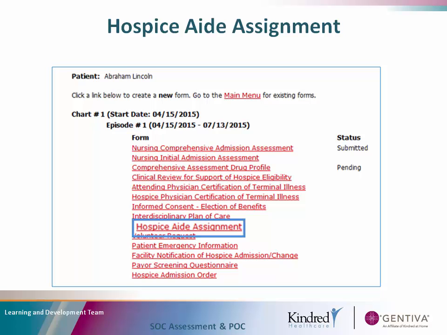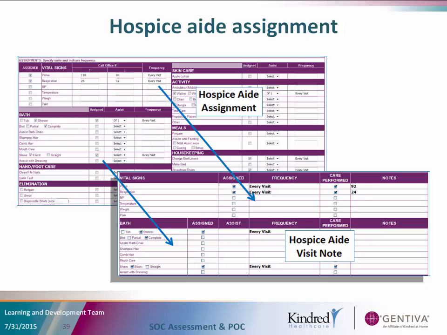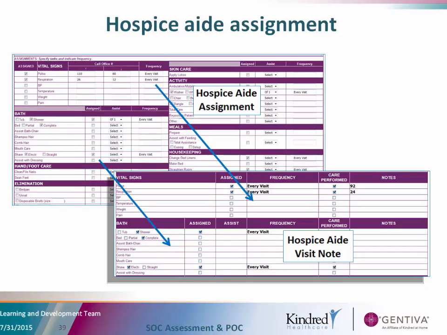Now let's look at the hospice aid form. The hospice aid assignment and hospice aid visit note are formatted so that we could maximize system functionality. Enter as appropriate the vital signs. If you do not want the hospice aid to take vitals, don't assign them. If applicable, the assignment can be performed as one-person assist or two-person assist.